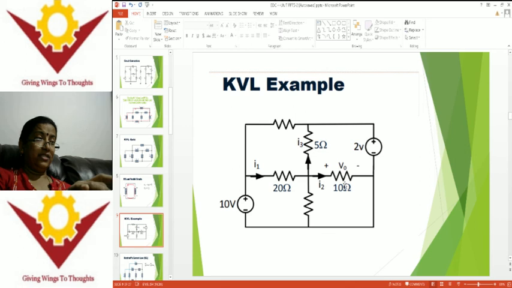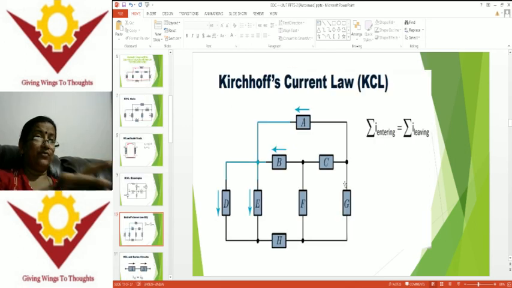Let us see this example of Kirchhoff's current law application. According to Kirchhoff's current law, the sum of currents entering a node is equal to the sum of currents leaving the node. In what way are we observing this? The sum of currents meeting at a point is equal to 0. That is, the sum of currents entering the node is equal to the sum of currents leaving from the node. Just observe this particular node point.